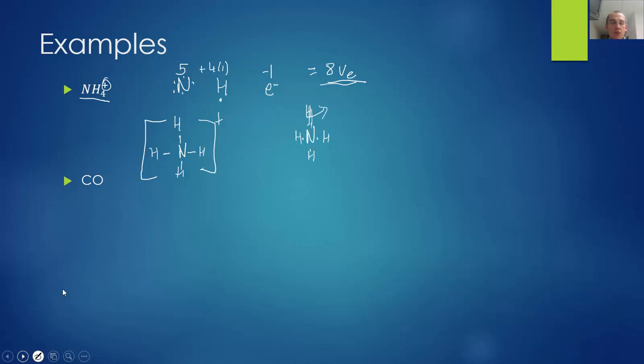Another example, a little bit more complicated, is carbon monoxide. So carbon monoxide is not carbon dioxide. There's only 1 oxygen here, and this one's fairly toxic. So carbon has 4 valence electrons, and oxygen has 6 valence electrons. This is 10 valence electrons. Okay, so there's not really a central atom here because these are just 2.